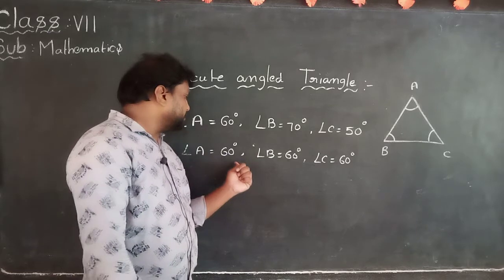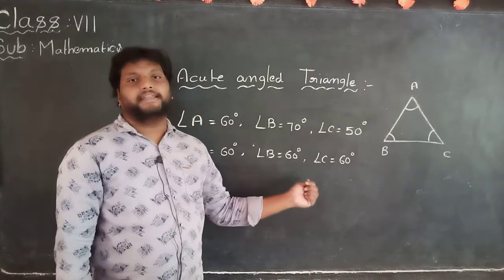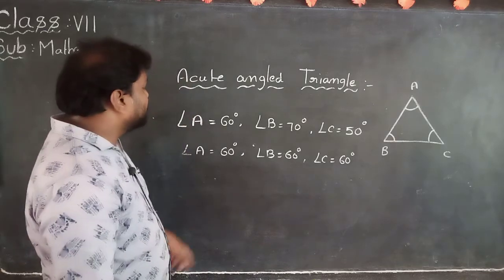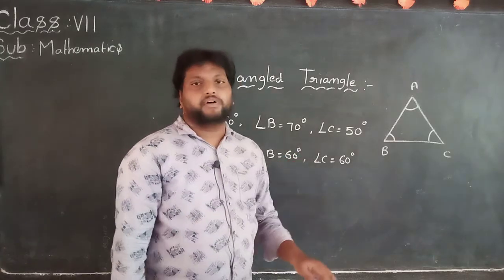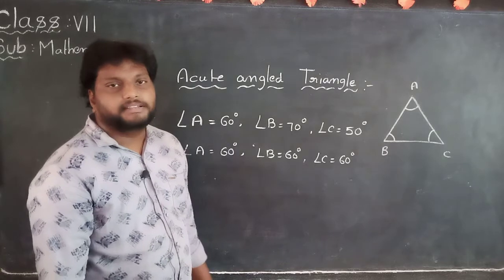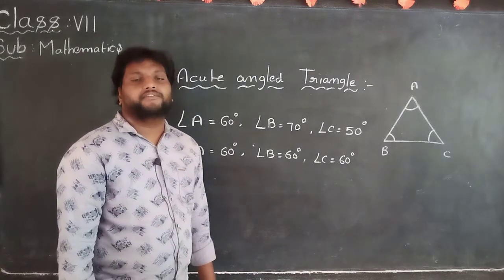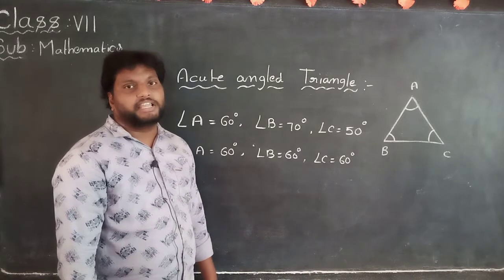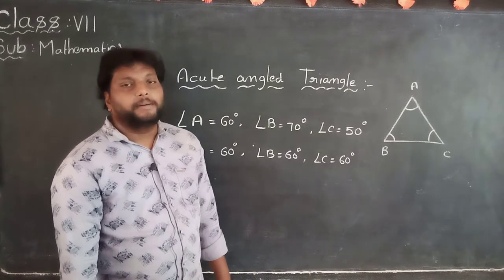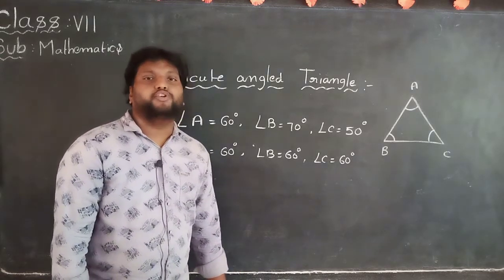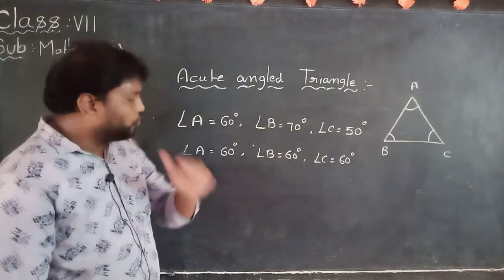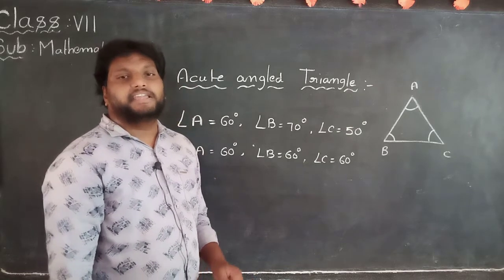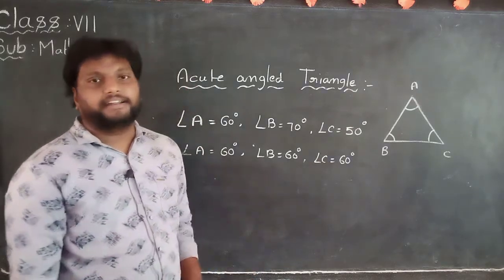This acute angle triangle is also called an equilateral triangle, because all angles are equal and so the sides are also equal. All sides equal means an equilateral triangle, as in the last class. But not every acute angle triangle is equilateral. Only if the measurements are 60, 60, 60 is it an equilateral triangle and also an acute angle triangle.